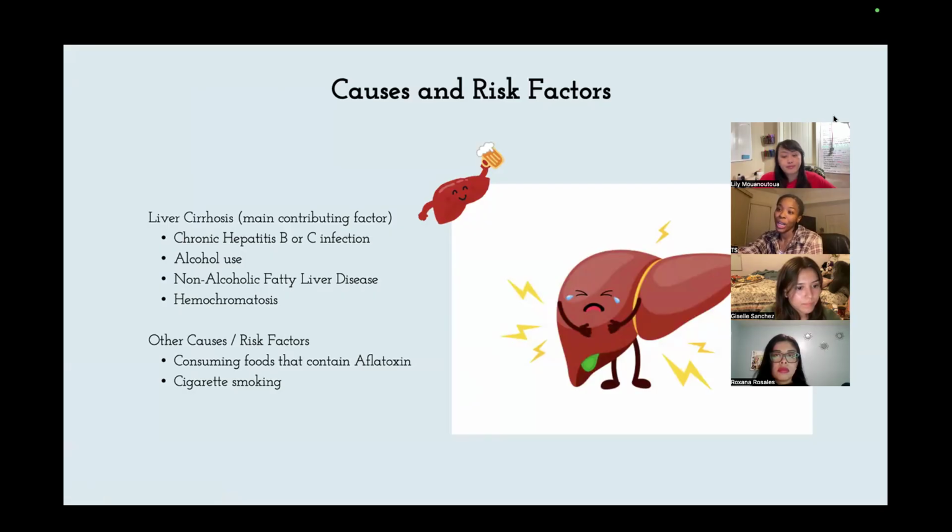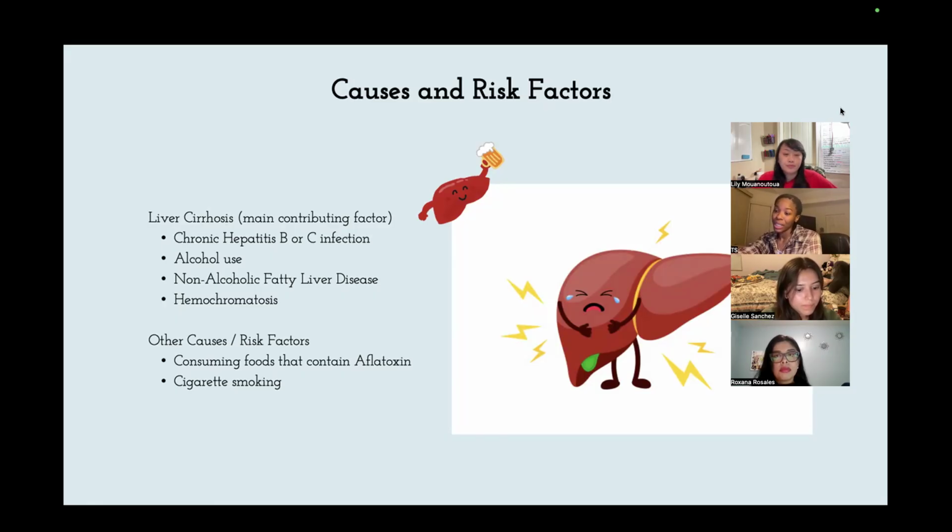So the liver is going to try to repair itself, and cells divide more often. And because they divide more often, they're more prone to mutations. Then over time, these mutations will cause cells to grow uncontrollably, leading to cancer.